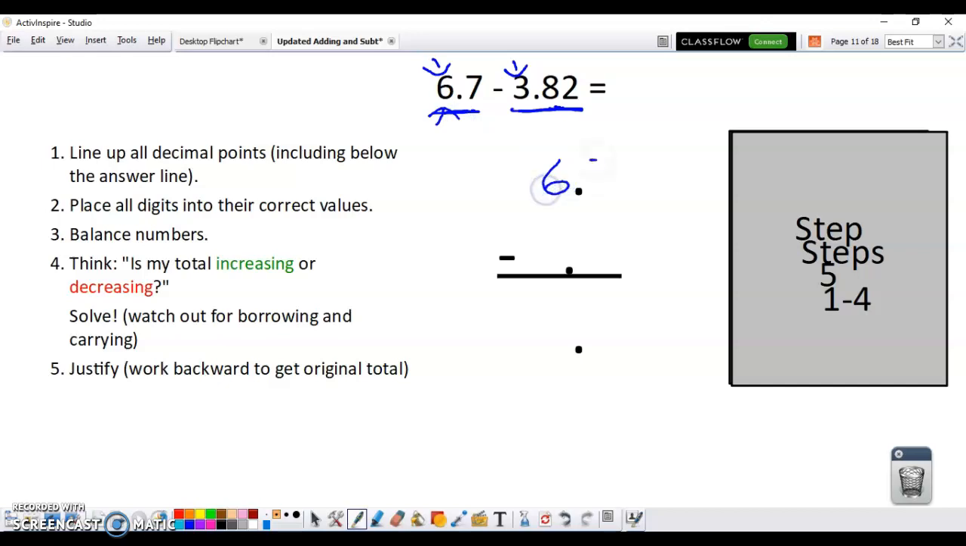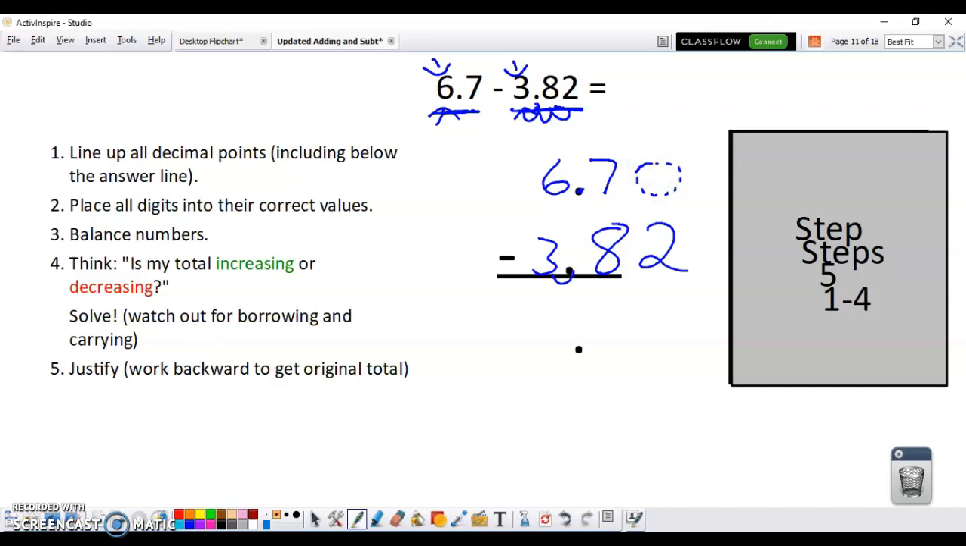So it'll be 6.7. Then I have to bring down the other number. To the left is a 3. To the right of the decimal, I actually have 2 digits, so I'm going to place 2 digits. And now what do you notice? I notice that in the number above, I am actually missing a 0. So I'm going to go ahead and add it, and now I'm going to subtract.